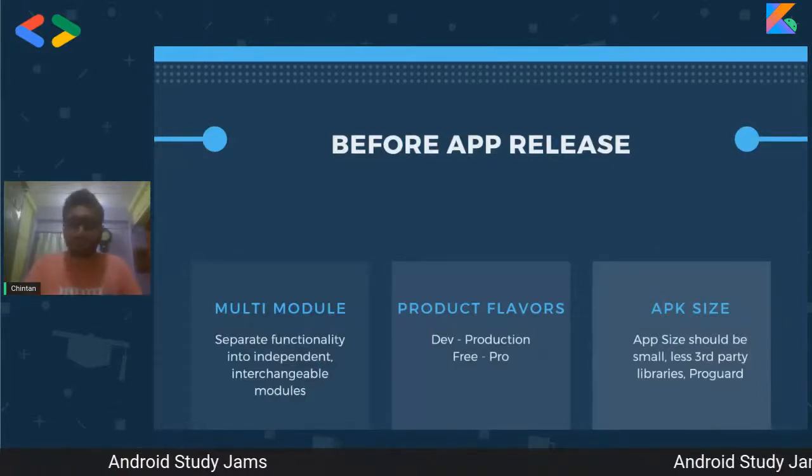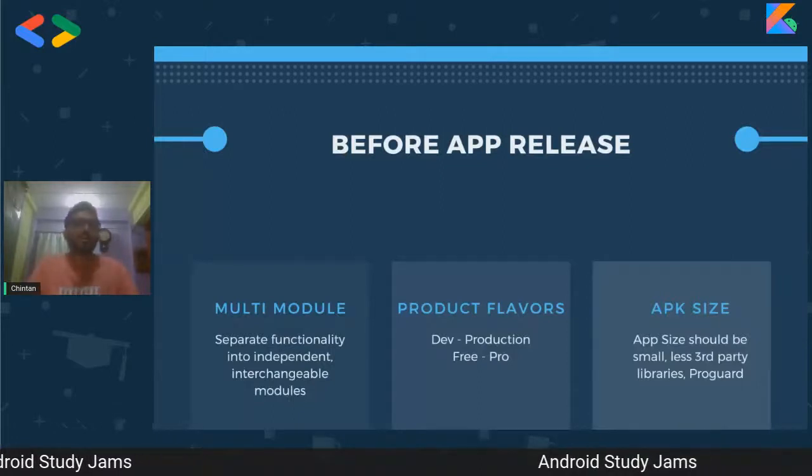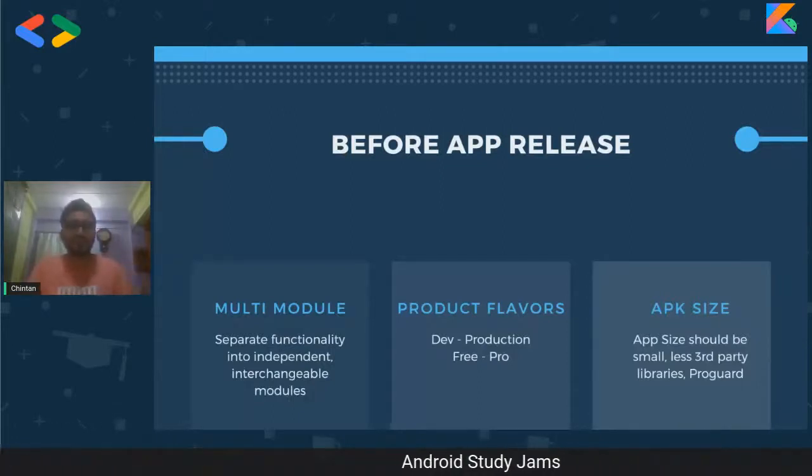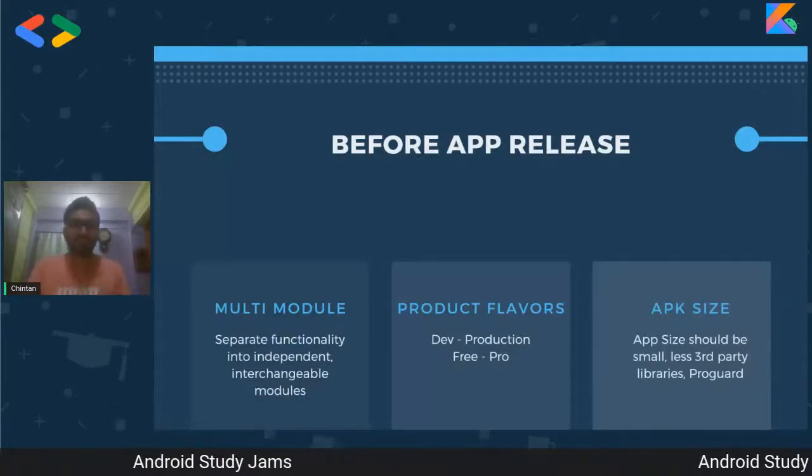And then comes ProGuard. If you look at your Gradle file, you might have read this line: minifyEnabled true, something like that.